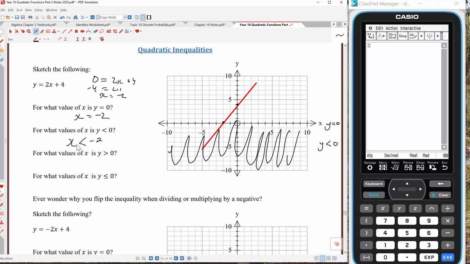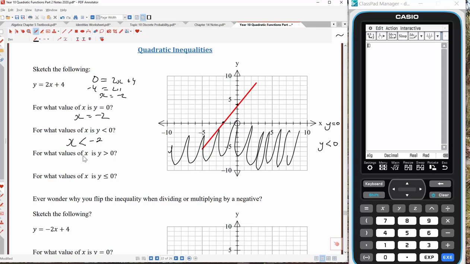Now, how can we test that? Choose a value of x less than negative 2. Why not choose negative 3? Here's negative 3, and notice that the y value is negative. Negative 4, the y value is negative. Negative 5, the y value is negative. So it's for all the values of x less than negative 2.